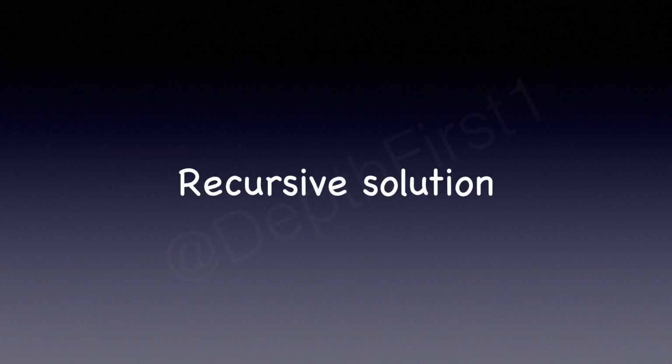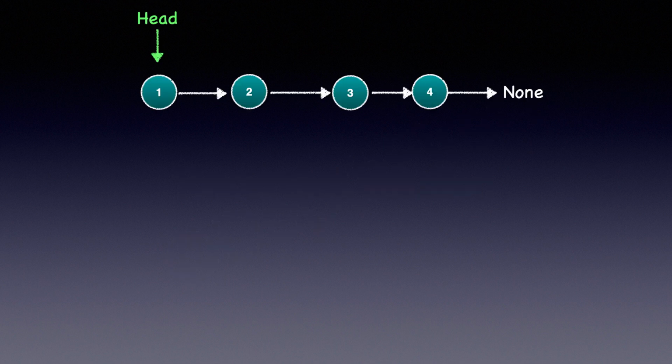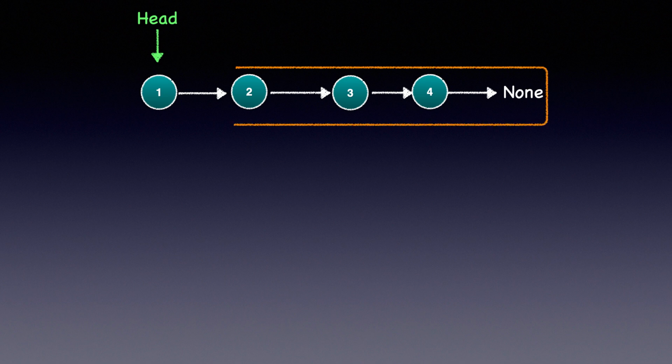Okay, it's time to move on to the recursive solution. Now, a recursive solution involves solving a problem by solving a subproblem of the same problem. Let's try to determine what the subproblem is in this case. Let's consider a scenario where our linked list has 4 elements and we need to reverse it. The subproblem in this case will be the list containing elements 2, 3, and 4.